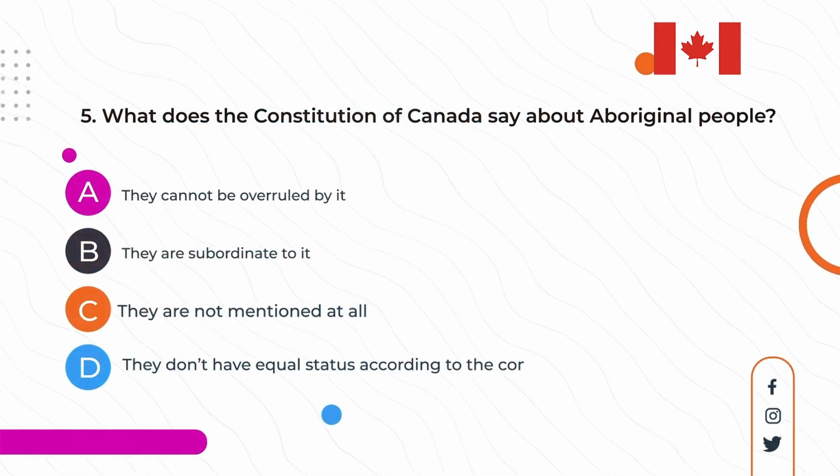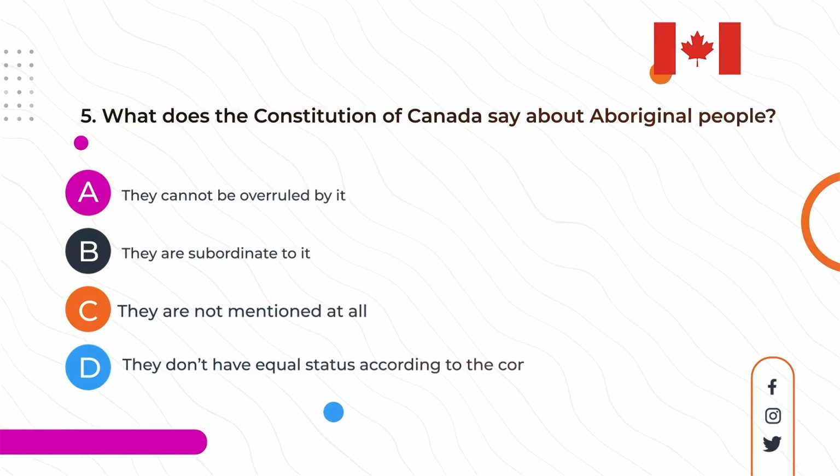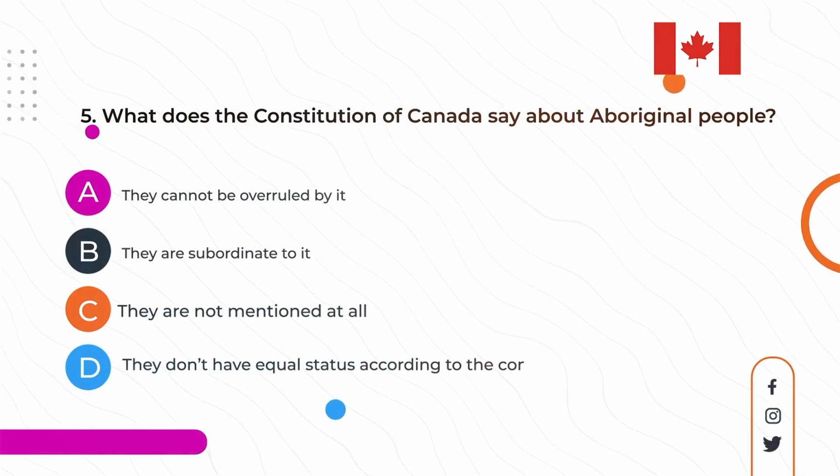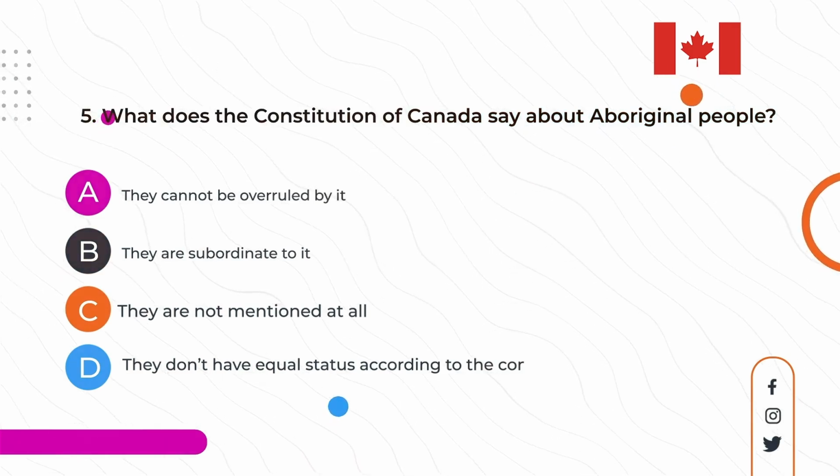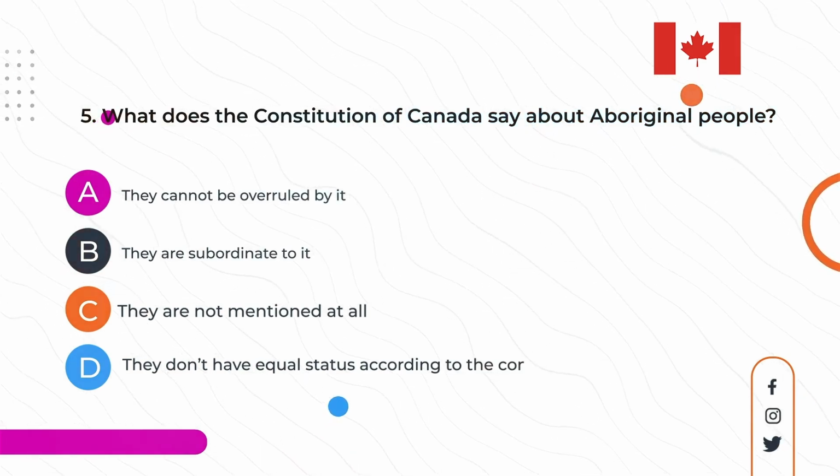A. They cannot be overruled by it. B. They are subordinate to it. C. They're not mentioned at all. D. They don't have equal status according to the Constitution.